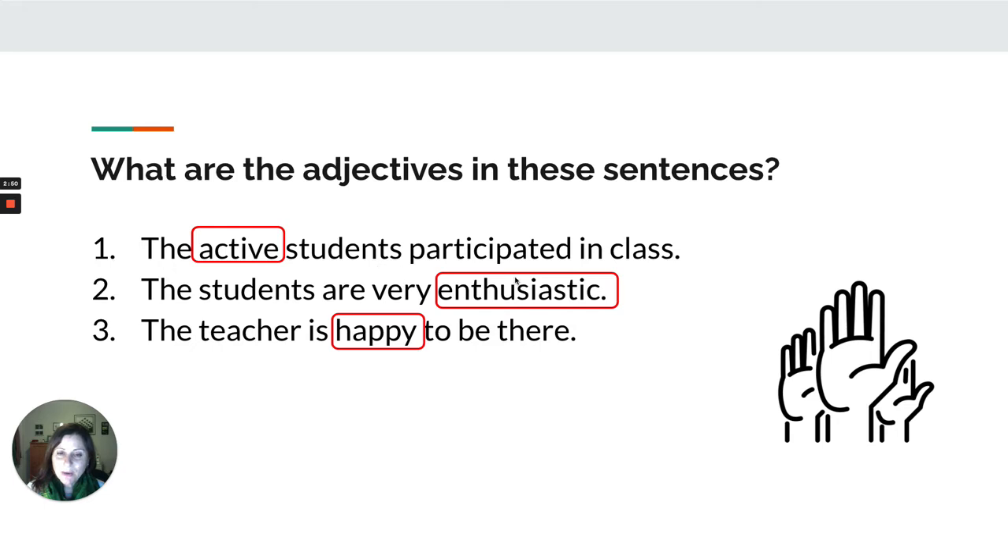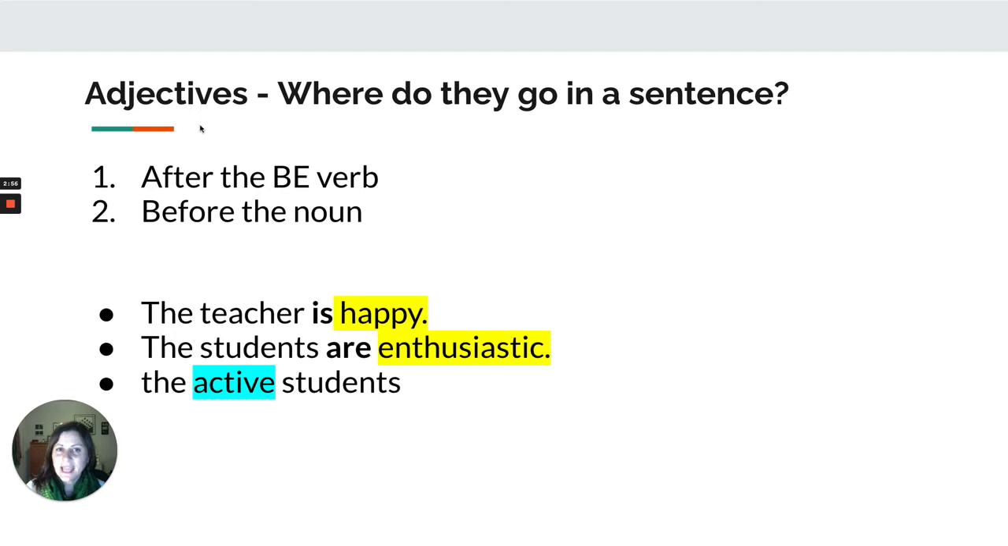Now I want to talk about where we put adjectives in a sentence. The adjective can go after the be verb. The be verb is like am, is, are, was, were, like the teacher is happy. So after this be verb, or the students are enthusiastic. And oftentimes we put it before the noun, the active students. In some languages, adjectives go after the noun, but in English it goes before the noun or after a be verb.